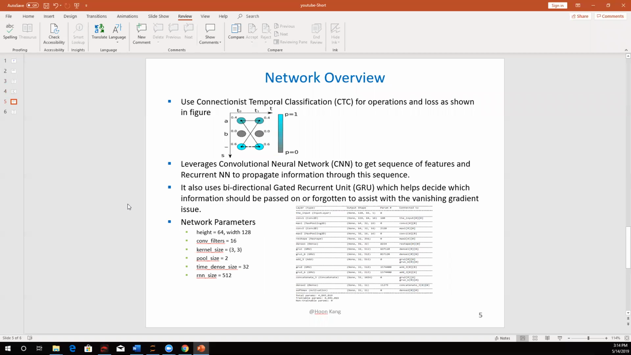The network uses a connectionist temporal classification, also known as CTC, which uses a convolutional neural network to get the sequence of features and a recurrent neural network to propagate that information through the sequence. It also uses a bidirectional GRU, or gated recurrent unit, which helps decide which information should be passed or which information should be forgotten to help with the vanishing gradient issue, which is sometimes prevalent in certain activations such as sigmoid, where the loss can be 0.